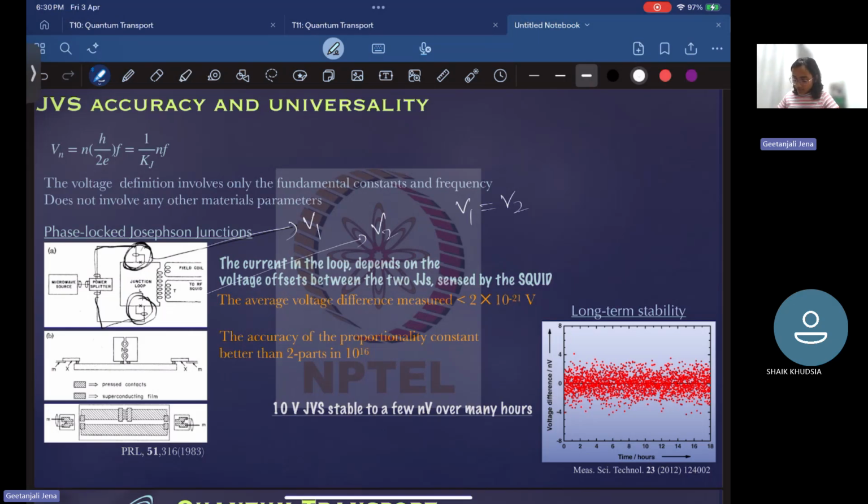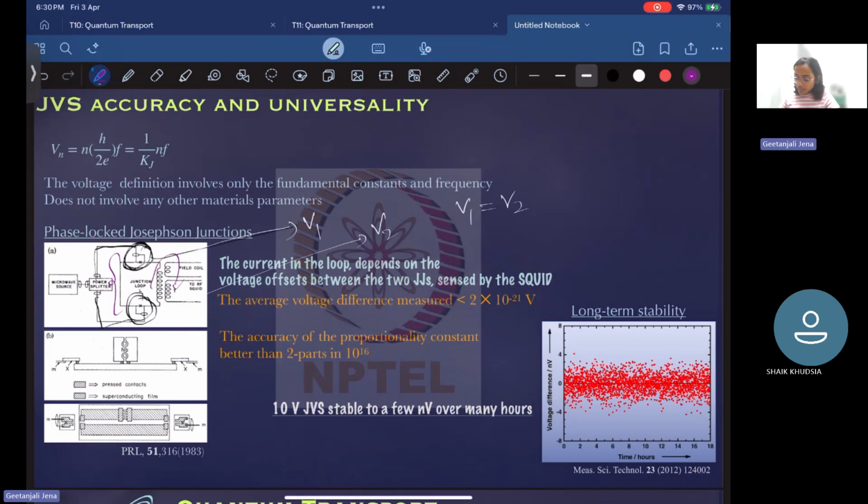Okay, sorry, they are different, but they have applied the same frequency. So that means if there is an error while measuring the voltage standard, the V1 is not equal to V2. So there will be a voltage difference created across the circuit. And because there is a closed loop, there will be a current that will flow across the circuit, and this current will be picked up by this RF squared.